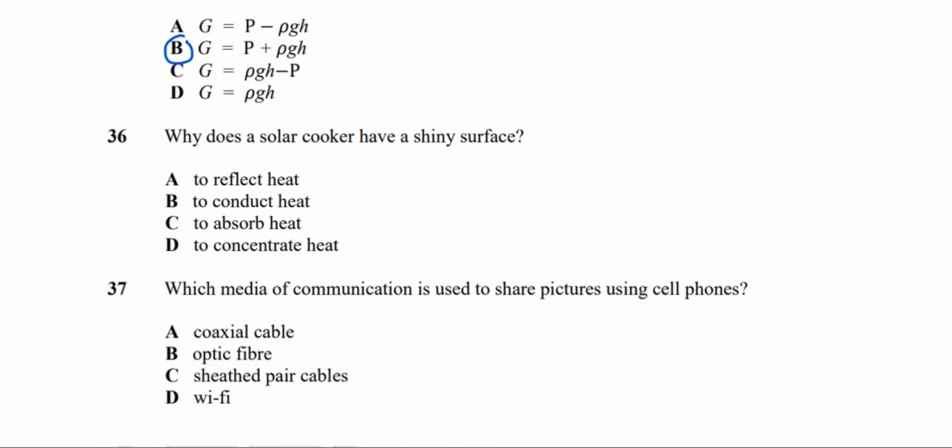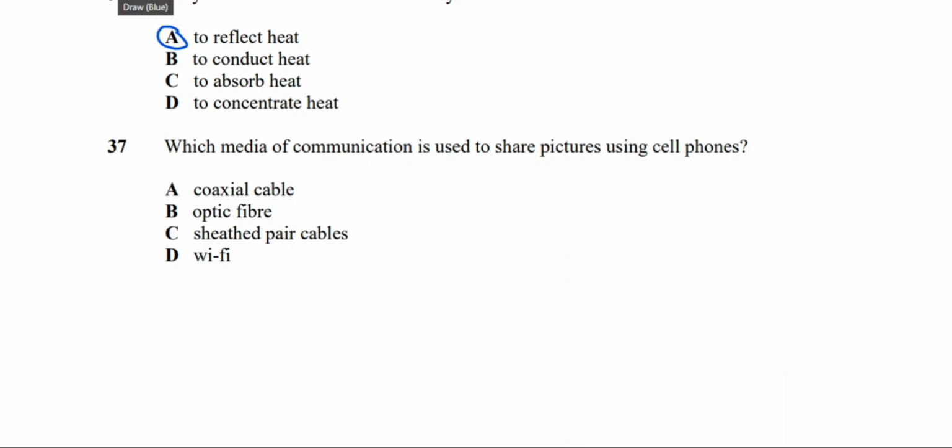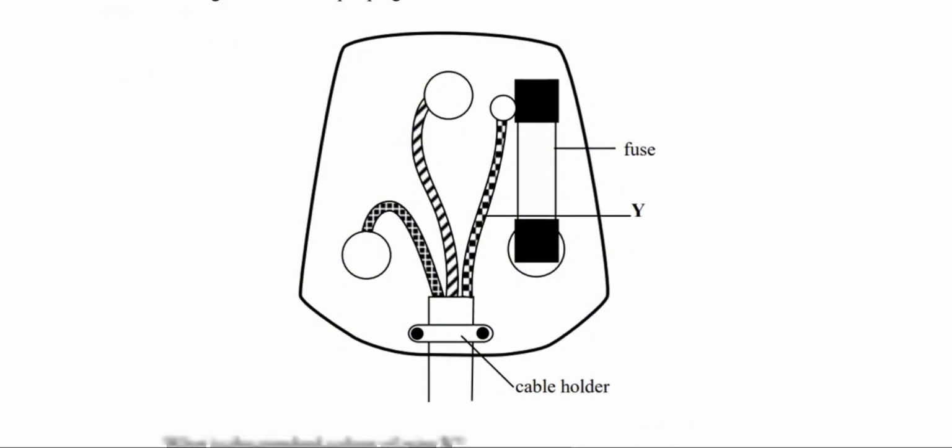36. Why does a solar cooker have a shiny surface? The solar cooker has a shiny surface so that it can reflect the heat. It has a curved surface so that it can concentrate the heat. All right, which media of communication is used to share pictures using cell phones? It is not practical to use cables over long distances because you're using cell phones, so the most probable answer there would be Wi-Fi. The diagram shows the 3-pin plug on question 38.